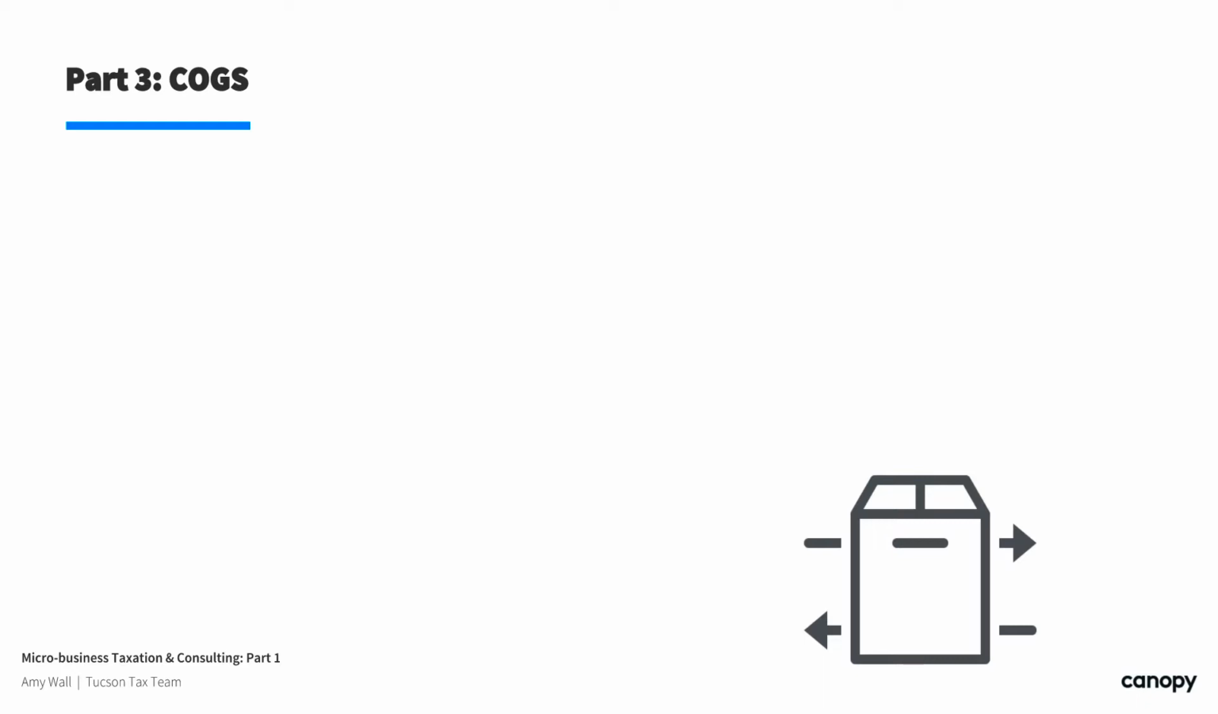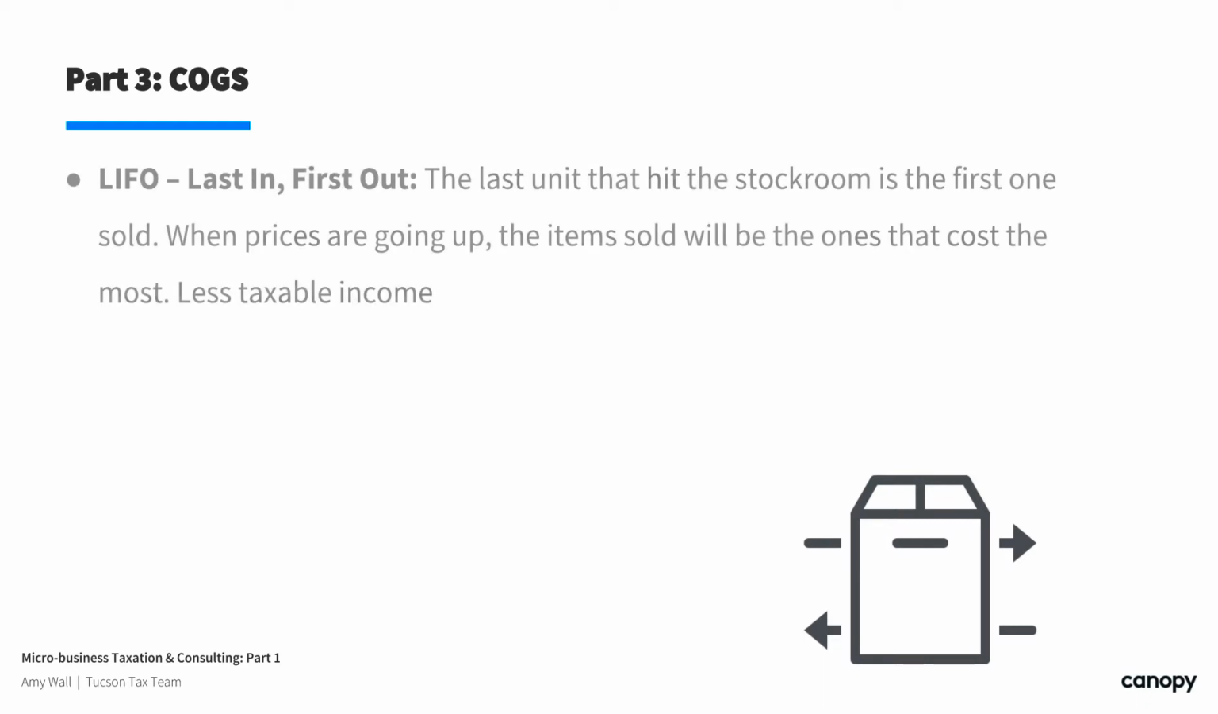When prices of products change, the way that the inventory is valued can make a big difference in the tax. So the two inventory methods that the IRS likes the best are called LIFO and FIFO. So LIFO, last in, first out. What this means is that the last unit that hit the stockroom is the first one that's going to be sold. When prices are going up, the items that are being sold will be the ones that cost the most. So there's less taxable income.